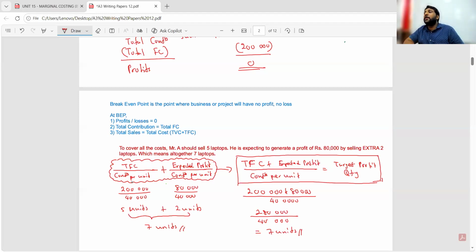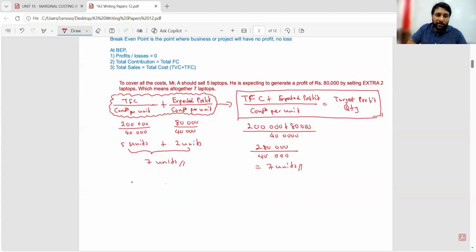If that's the case, I will not be able to make 80,000 profit, no? Because he is reducing the selling price. He should sell 7 units, and by selling 7 units he should generate a sale of how much? 7 lakhs. Then only I will get 80,000 profit. 7 units itself is not enough. He should generate a sale of 700,000. So we'll write that also, people.